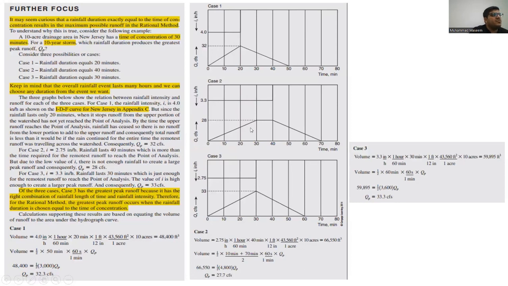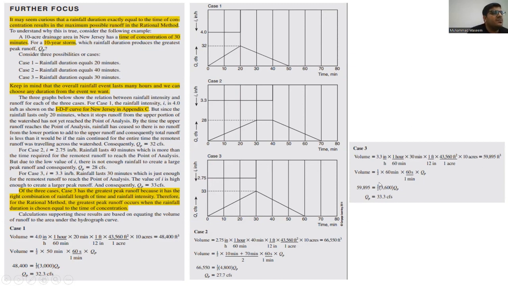And then we find the area of this triangle. It is half times 10 minutes plus 70 minutes over 2, and then there is a conversion of 60 seconds per minute, times QP. Then we compare both of these volumes and we find the QP as 27.7. So we got a QP less than the first case, even though our rainfall event was for a larger duration than the time of concentration.